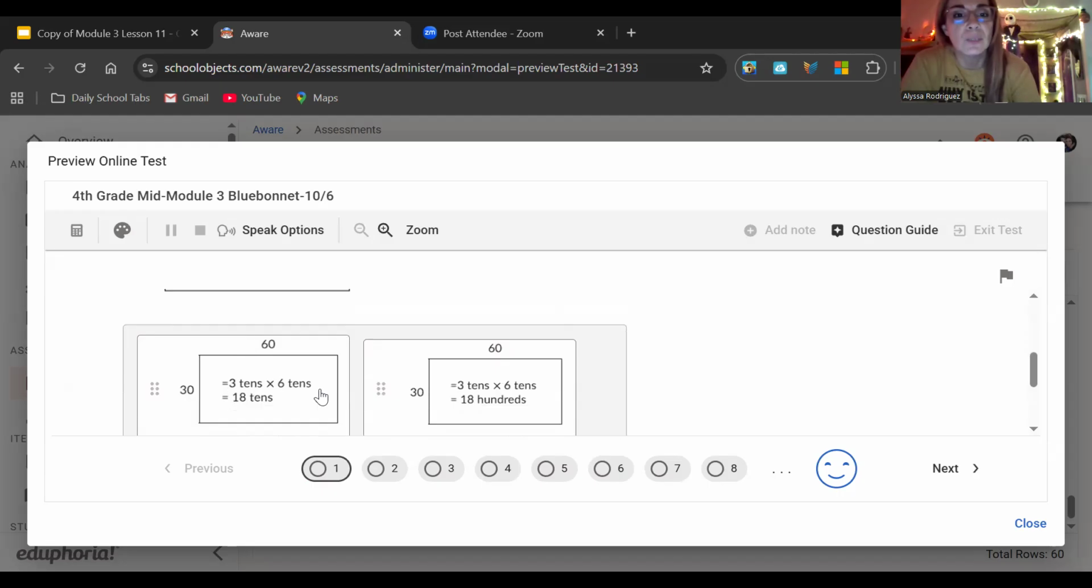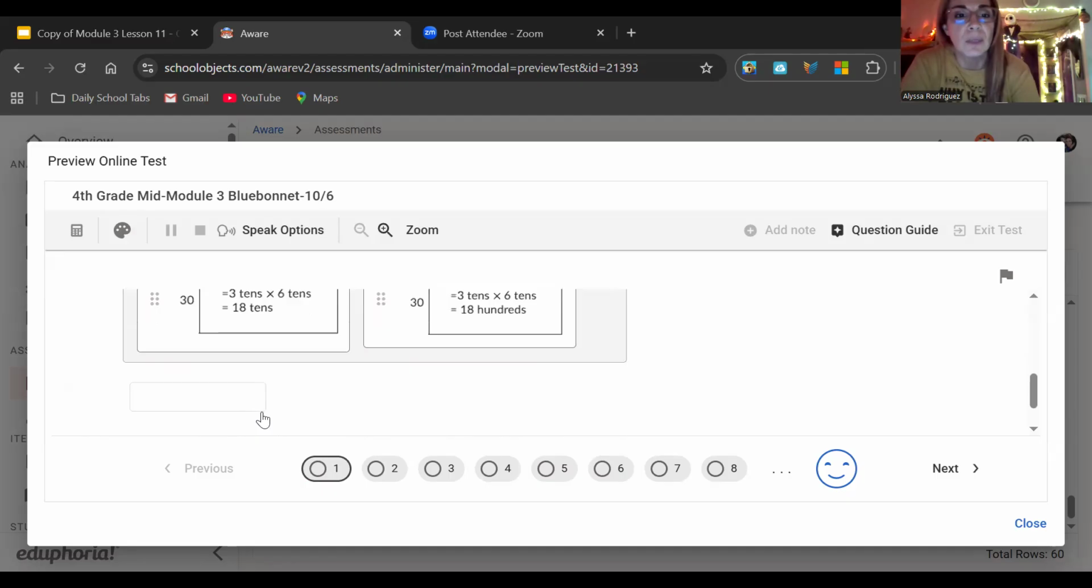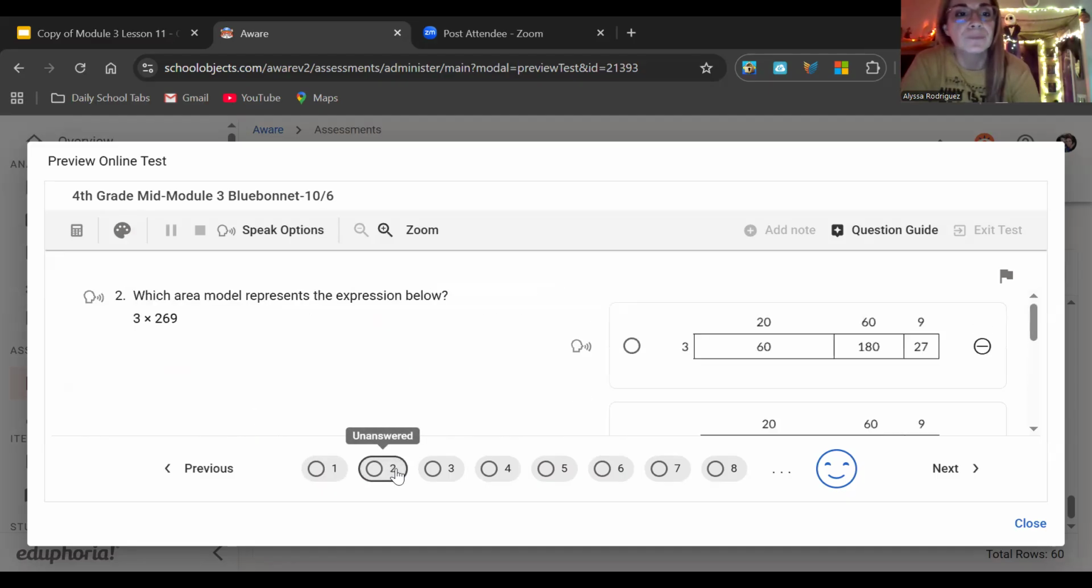Do it, and then one of these is the correct answer. You drag it into this box. Let's look at number 2. Which area model represents the expression below? 3 times 269. So we just did this right now.